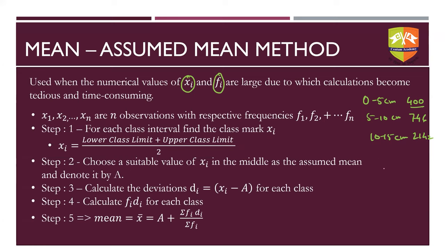When you create the table, what will happen? The class marks will be 2.5, 7.5, and 12.5, multiplied by all these frequencies: 400, 746, and 2,142. Now multiplication will become a big challenge. So what do we do? We assume some mean. You can assume one of the class marks as the mean and do the calculations. It's very easy, we'll explain that, so that your multiplication load becomes less.